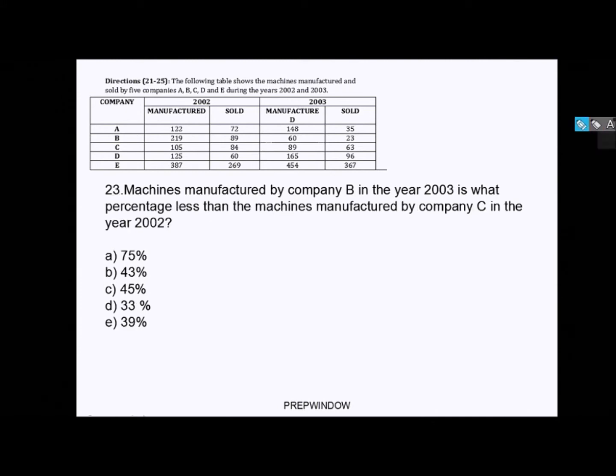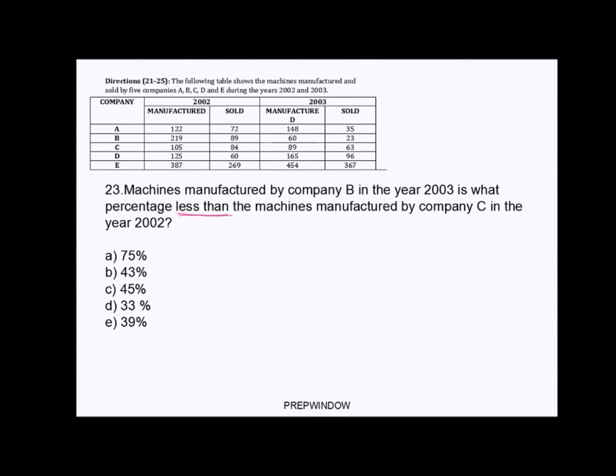So the third question says, again it is a percentage question. Machines manufactured by company B in the year 2003 is what percentage less than the machines manufactured by company C in the year 2002? Identify this word, students: less than. Less than is a very key word.